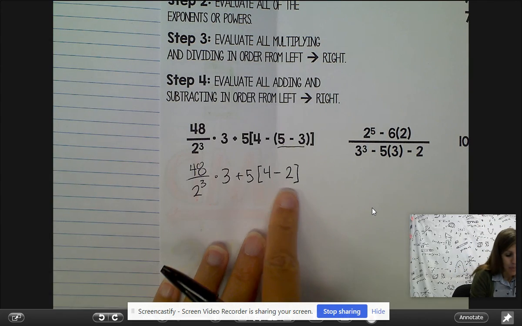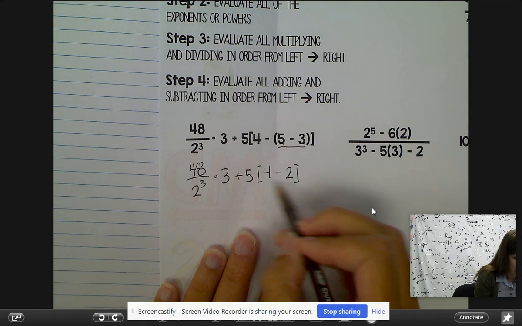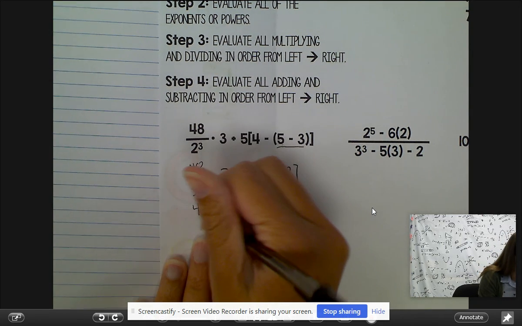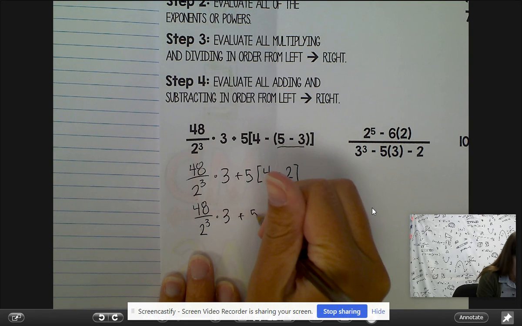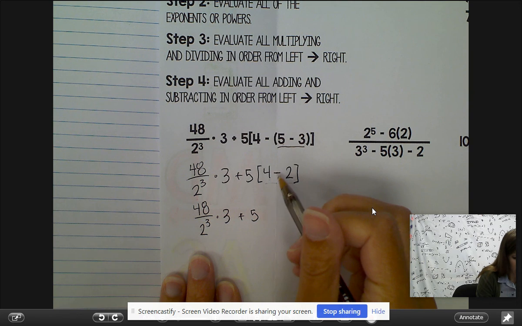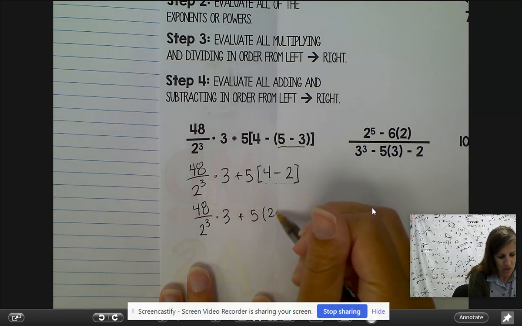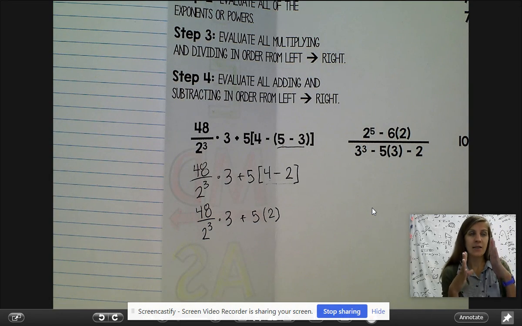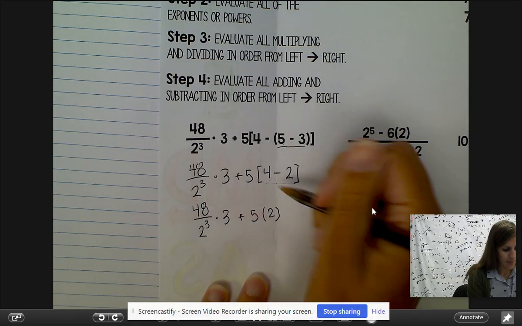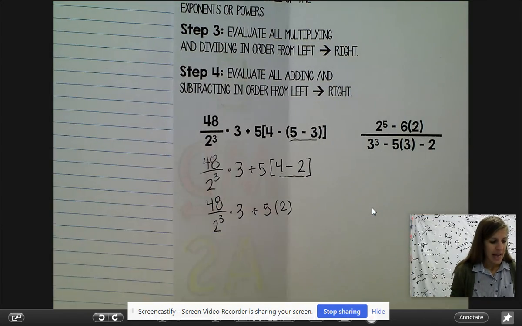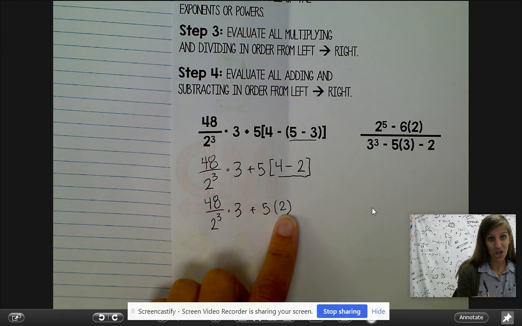Then I still have the brackets that were around the 4 minus 2. So now I'm going to do those brackets. And again, rewrite the whole thing. And 4 minus 2 is just 2. Now that's smashed up against the 5. So I'm going to leave it in parentheses so that I know it's not 52. It's 5 smashed up against 2, which is multiplication. Okay. So at this point, I don't have really any grouping symbols left. I do have that parentheses, but there's nothing in it to do.